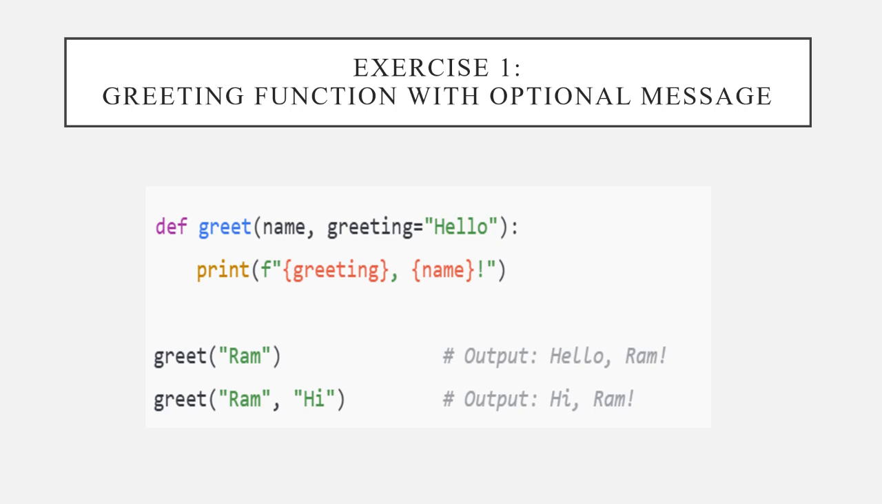Here, the greeting parameter has a default value of hello. So, if we call the function by saying greet with the name Ram, it will automatically use hello as the greeting. However, if we want a different greeting like hi, we can say greet with the name Ram and the greeting hi, and the function will use that instead. This flexibility is handy when you want to provide a fallback value without always specifying one.